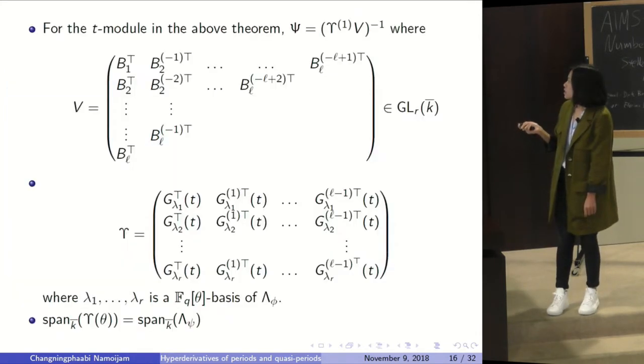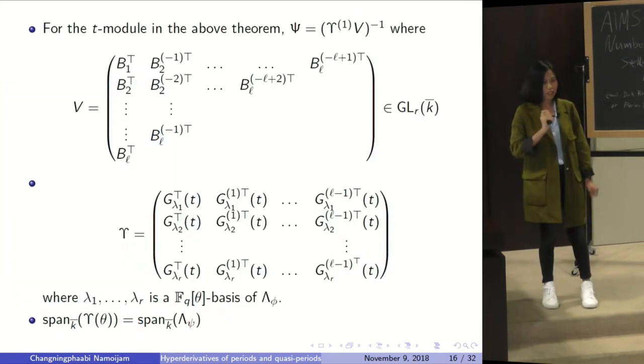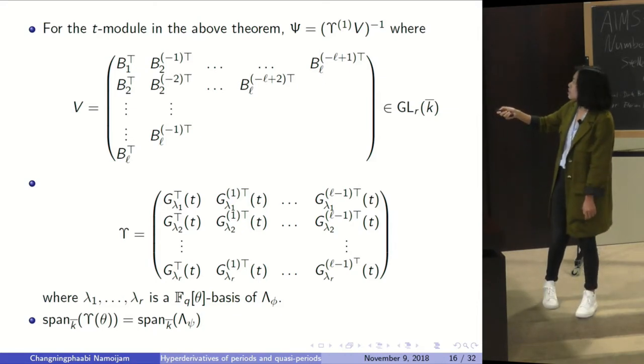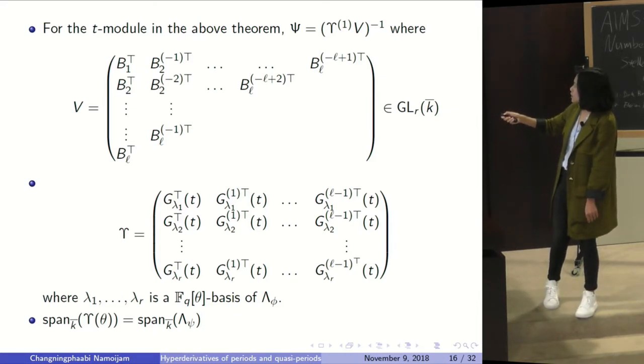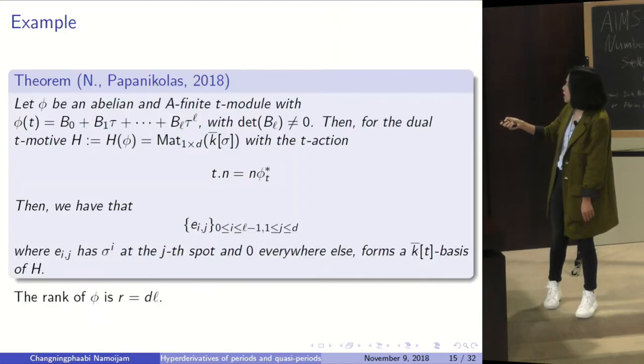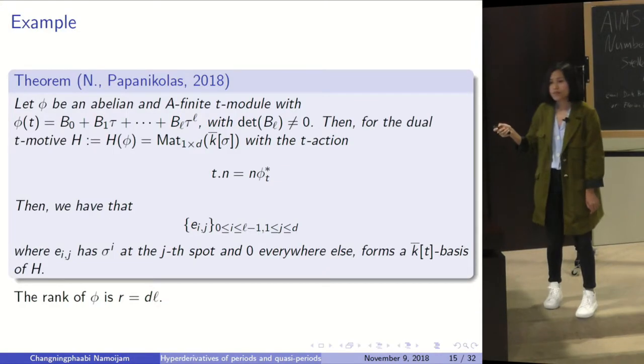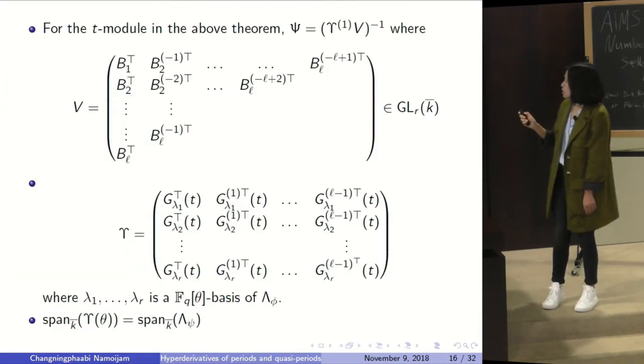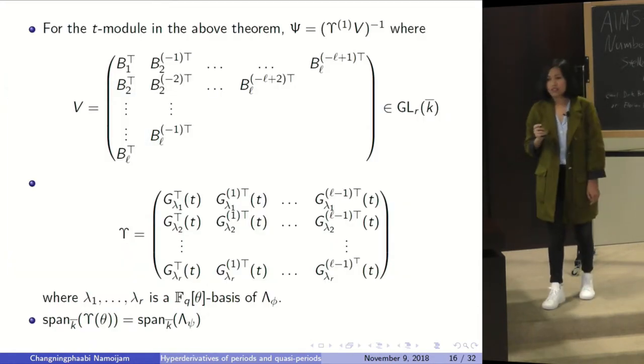In this case, this was also in Hartl and Juschka's paper. I mean, they evaluated this V. So V is in this way. So my B_i are the B_i from this expression. All right, so that's the example.